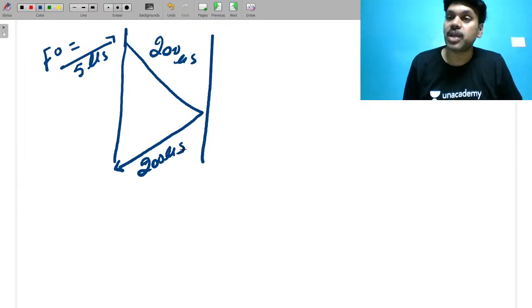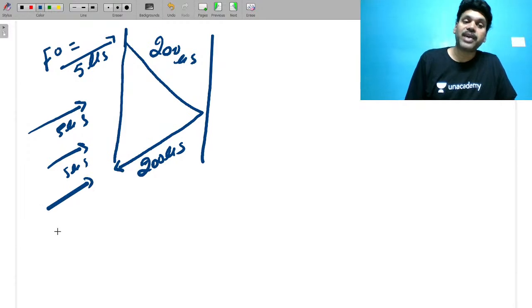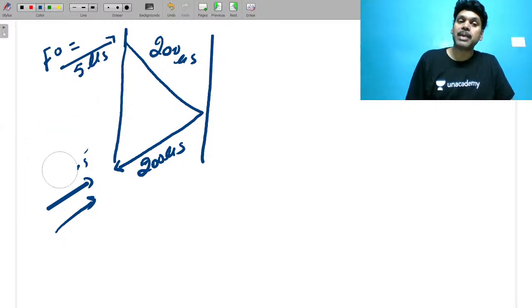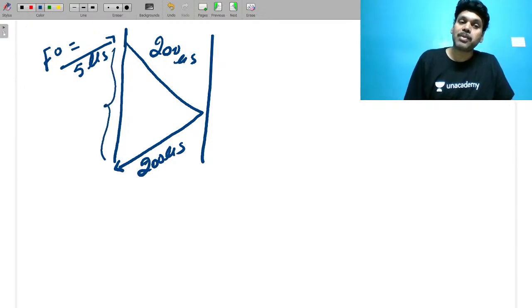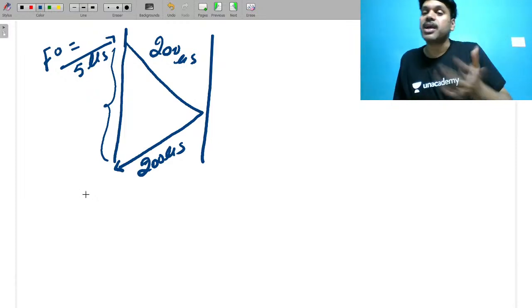Now, what is your total time? Don't write your total time as frame 1 5 ms, and frame 2 next 5 ms, and next 5 ms, and next 5 ms. It's wrong. Why? Because sliding window is maintaining a concept of pipelining. What is the meaning of pipelining? In the waiting time of the sender, the sender keeps on transmitting the data.